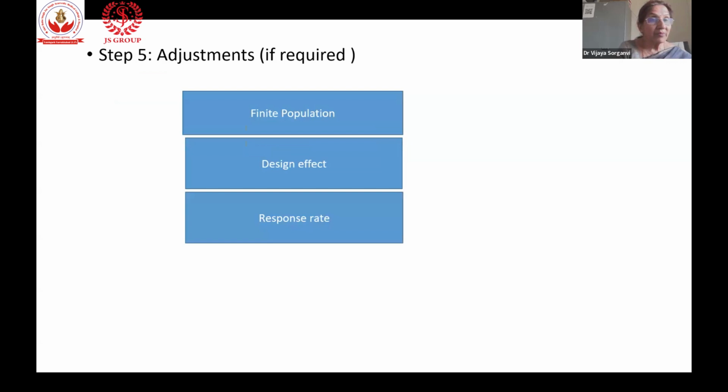Then with the formula, we calculate the sample size. If we want to increase or decrease it, we make some adjustments. If required, there is the finite population. If we know the total population, or the total population of that frame, we can use this finite population correction. With a finite population, we can decrease our sample size. Then the second one is design effect. By considering design effect, we can increase or decrease the sample size. Then response rate, we adjust the sample size.